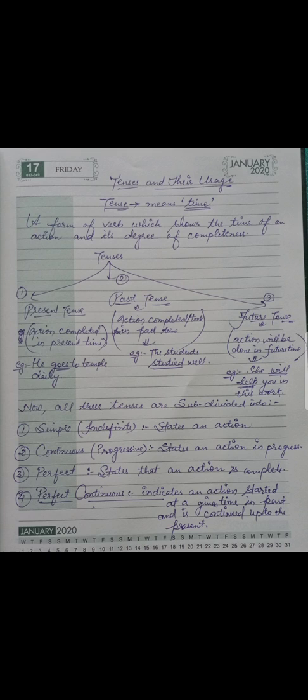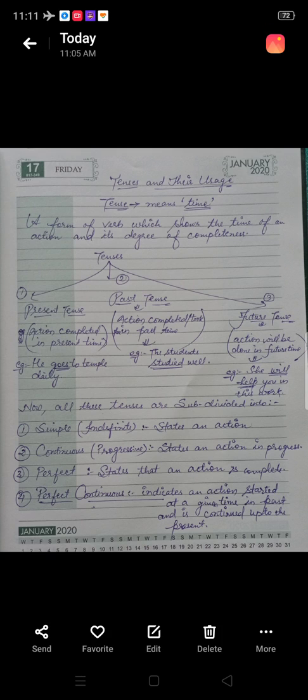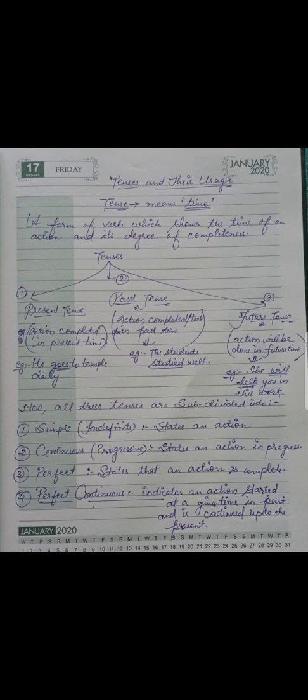Past tense means that the action that was completed or took place in the past time. ऐसा action जो past time में हो चुका है, that is your past tense. Like the students studied well. Here studied is our verb, and it is showing that the action is done in past. Similarly, the future tense is the action which will be done in future time.